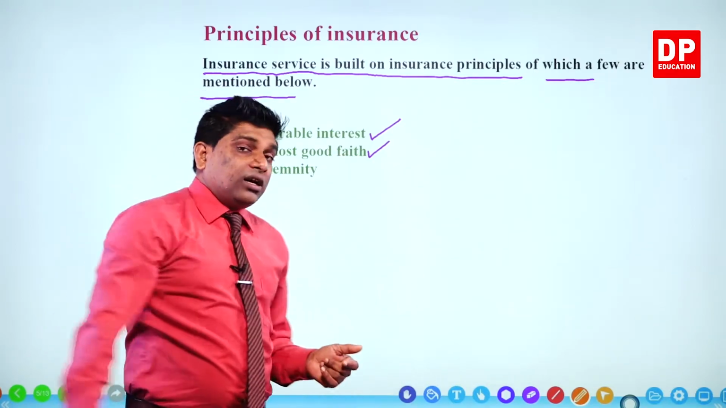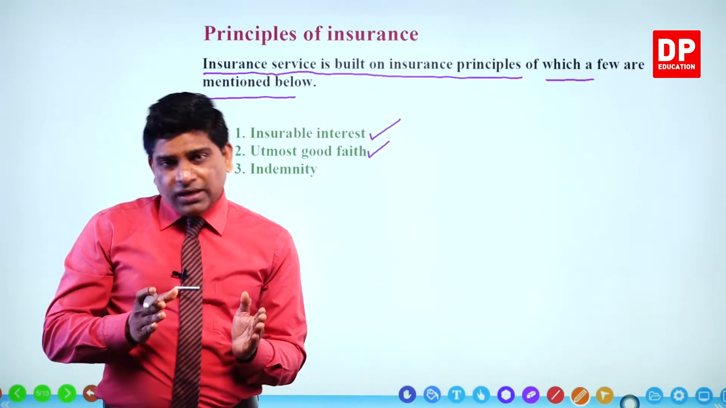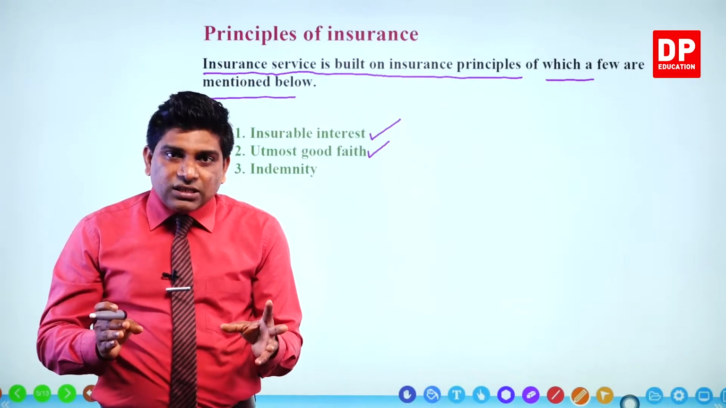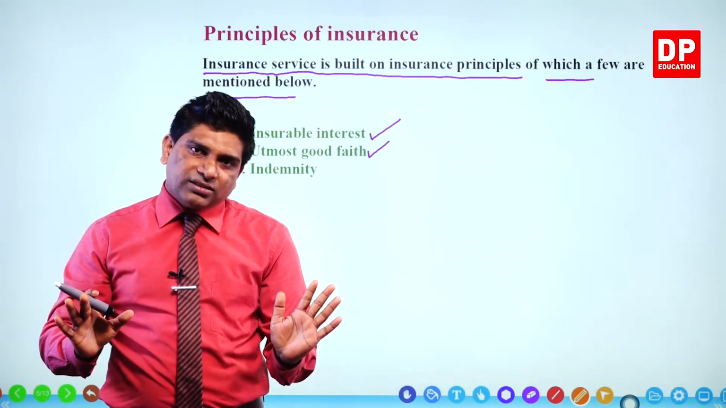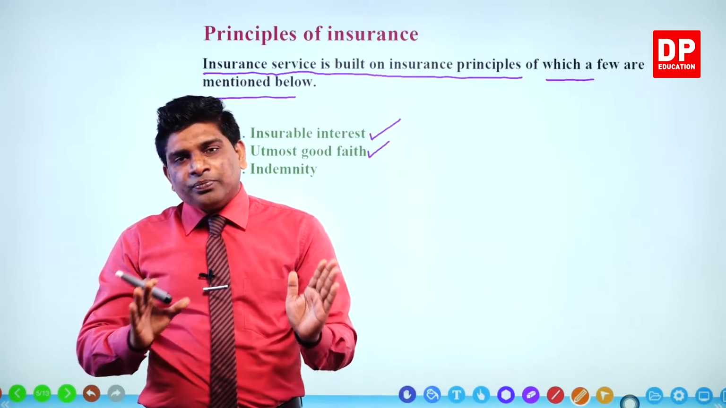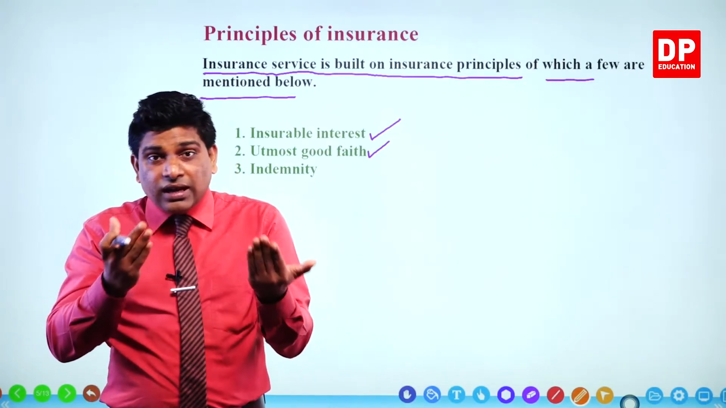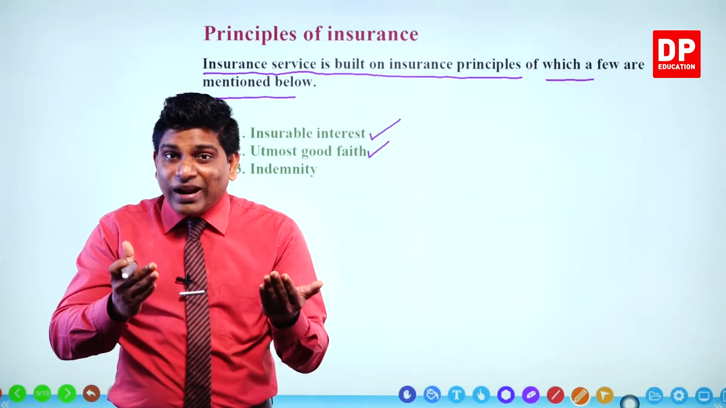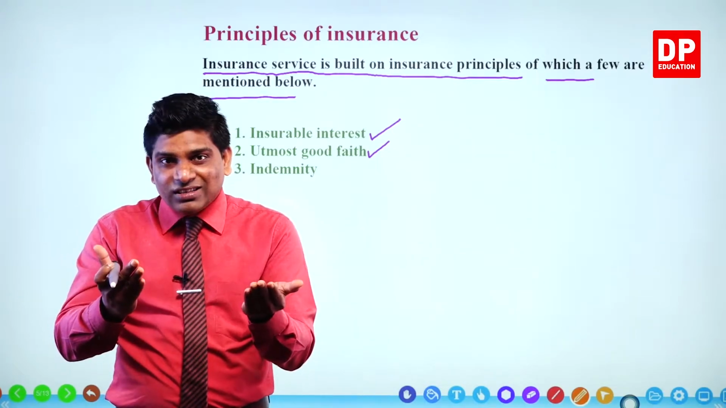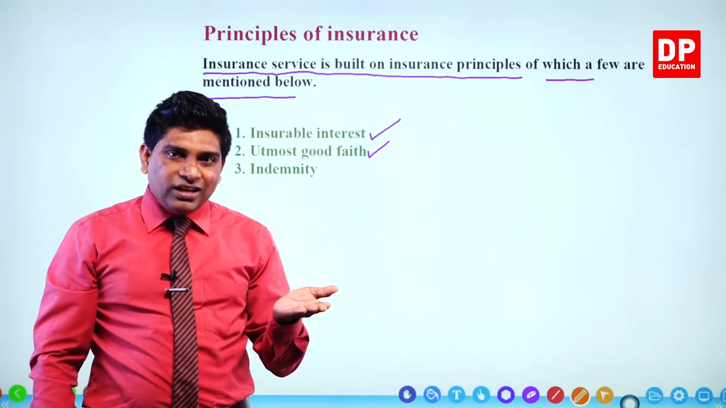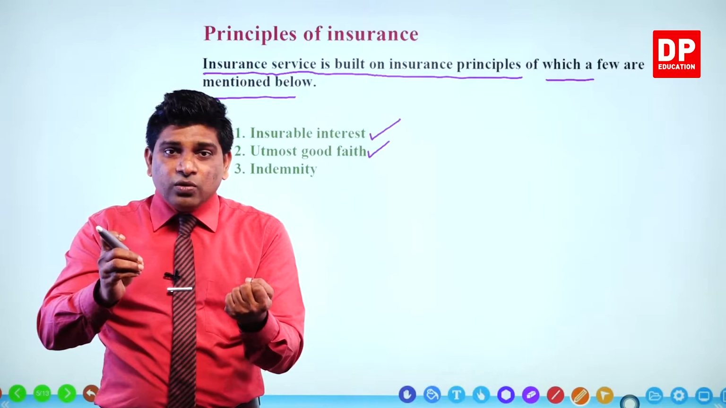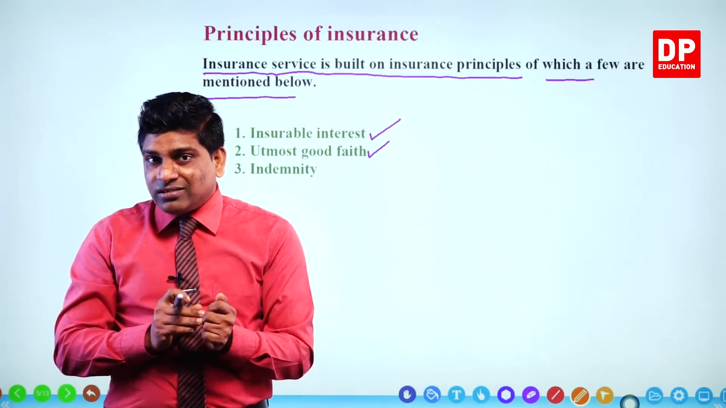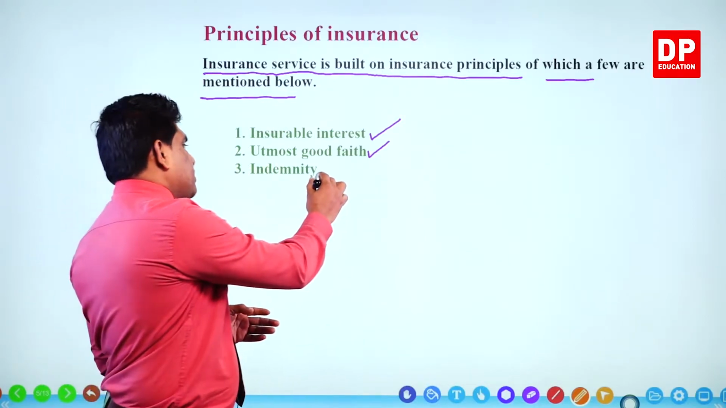Utmost good faith. Remember, if you want to get the insurance policy, you must disclose all accurate and proper details and information to the insurance company regarding the insurance contract. Normally, if you want to get an insurance policy for your life, sometimes they will ask you: do you take alcohol? Are you a smoker? So you have to give proper, accurate details to the company. If not, which principle do you break? The principle of utmost good faith. Not only that, the insurance company also must give proper details regarding the insurance contract. Both parties should disclose all the details regarding the insurance contract. This is called utmost good faith.